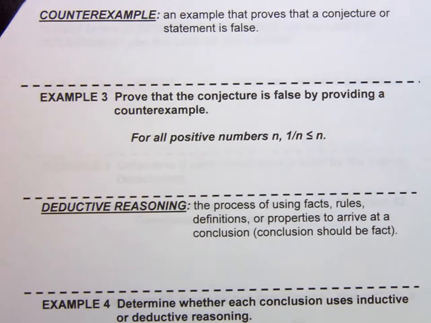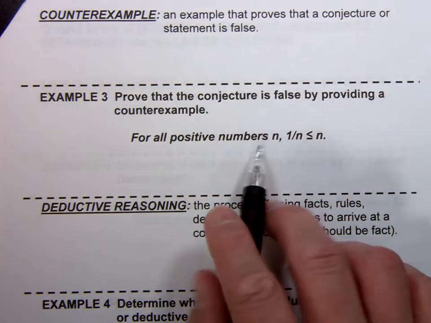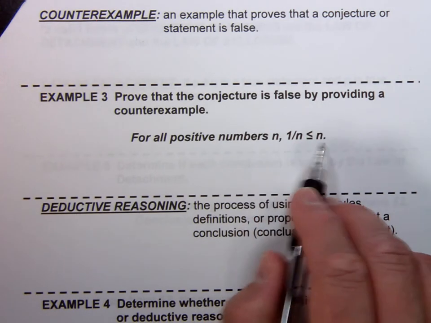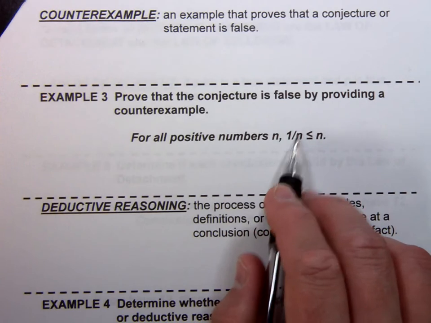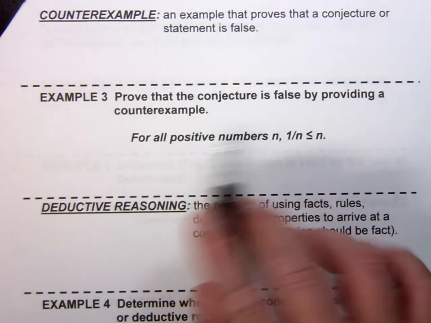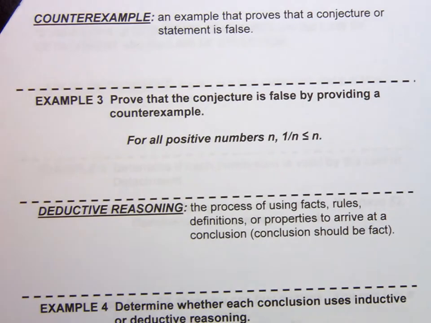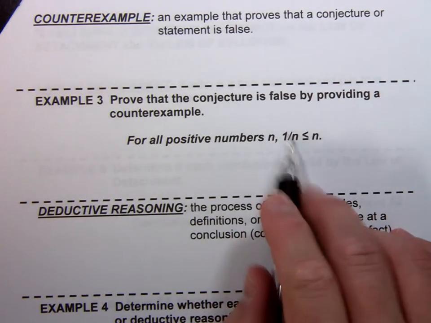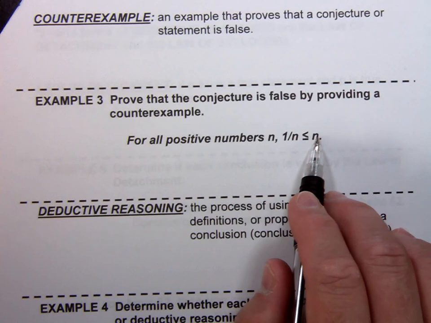It says for all positive numbers n, 1 divided by n is less than or equal to n. So you could try a lot of different numbers. If I try a whole number, let's say I use 5, 1 divided by 5 is less than or equal to 5. So 5 would be an example, not a counterexample. 5 fits this conjecture. Okay, if you use a negative number, let's say negative 2, that would make this a negative 1/2, and this is a negative 2.